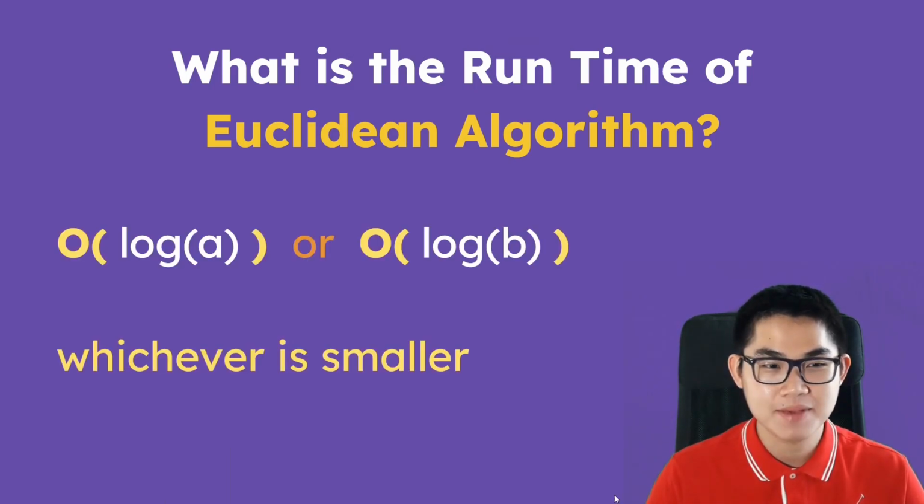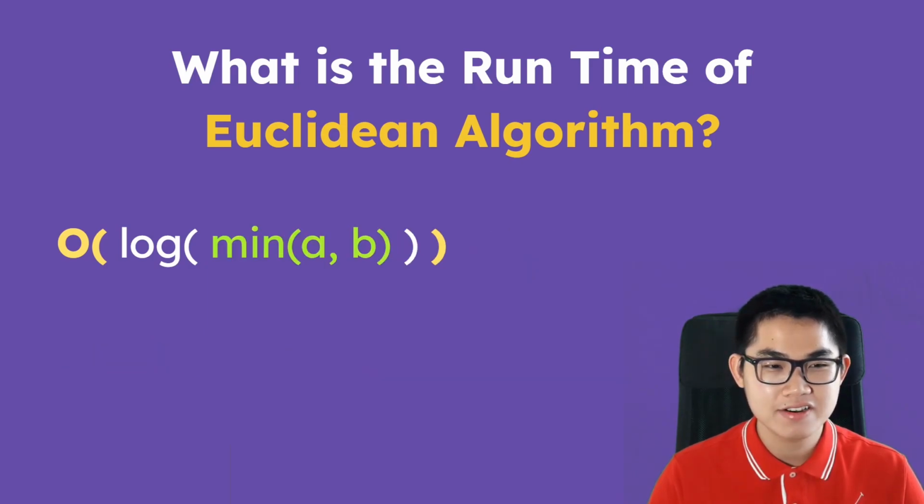What is the runtime of the code that we just saw? Well, the runtime is going to be log of a or log of b, whichever value is smaller. So you can combine this together, and that's going to be big O of log of min of a, b.